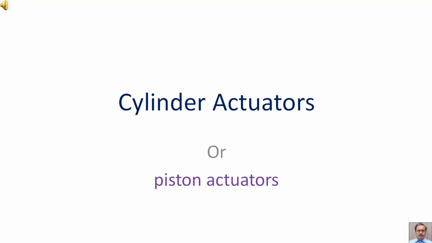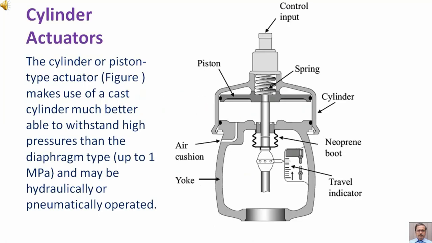Cylinder actuators or piston actuators. The cylinder or piston type actuator, as shown in figure, makes use of a cast cylinder much better able to withstand high pressures than the diaphragm type and may be hydraulically or pneumatically operated.